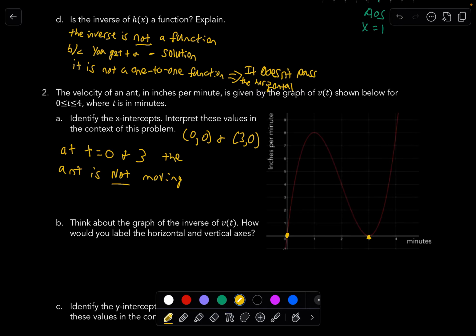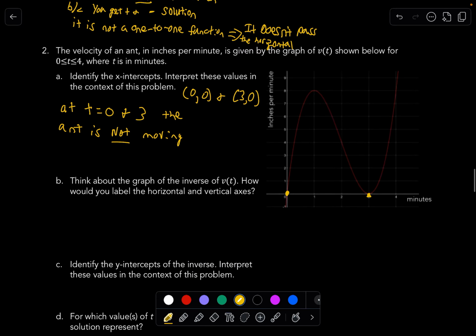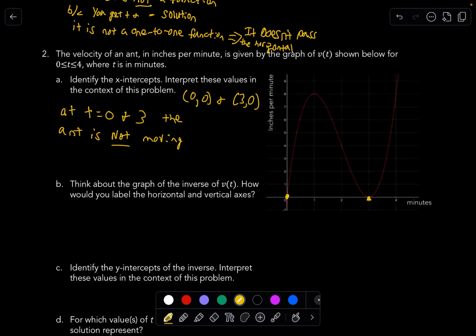Think about the graph of the inverse of v of t. How would you label the horizontal and vertical axes? Well, you just switch them. So the horizontal of minutes becomes the vertical on the inverse. So the vertical would be minutes, and the horizontal would be velocity, in inches per minute.